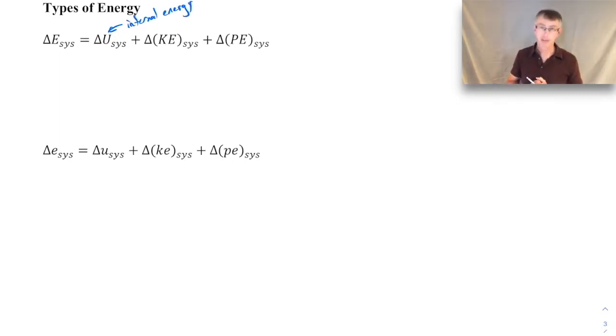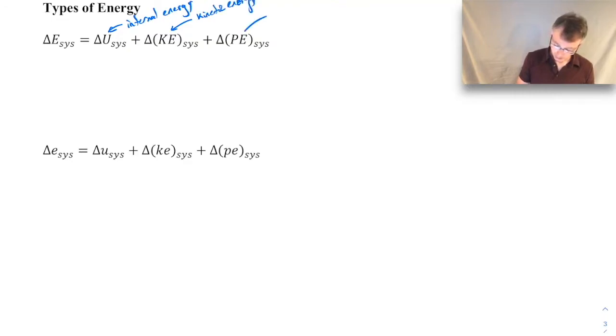Let me just say a little more about that right now. So the internal energy is, well, you know what, I'll come back to it in a moment. Just let me finish and then I'll come back to it. KE is the kinetic energy, and PE is potential energy. Those are the three that we're going to worry about in this class.